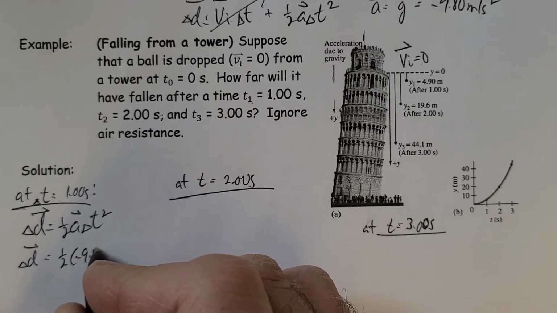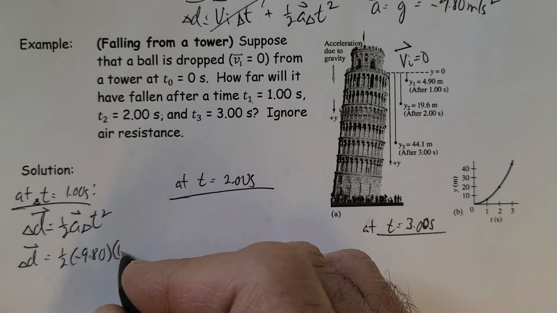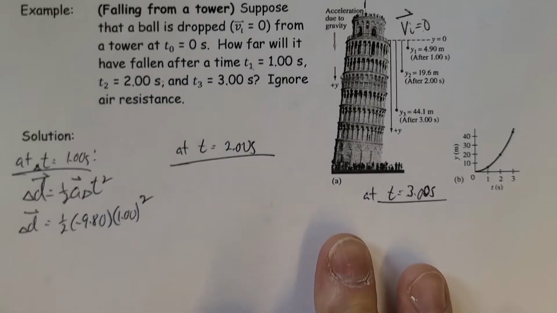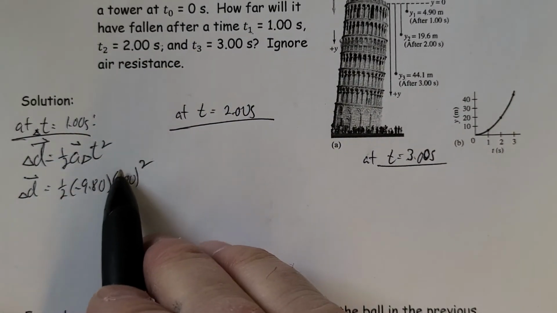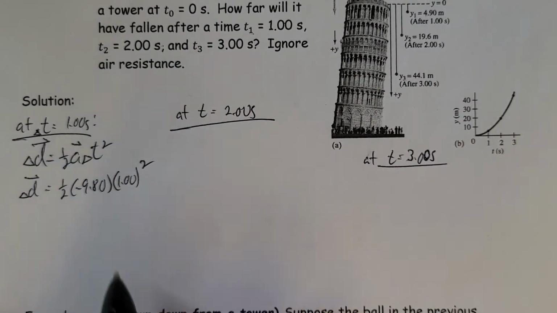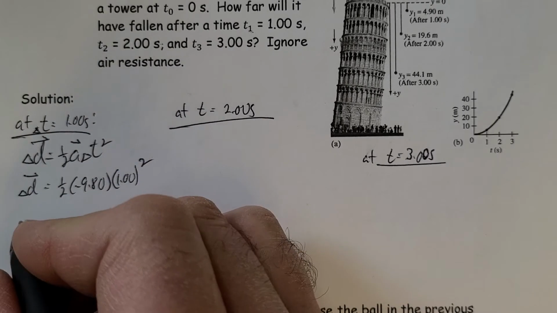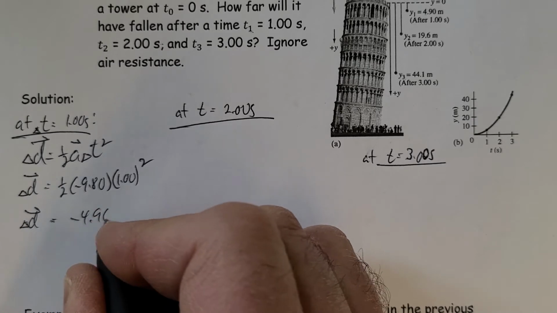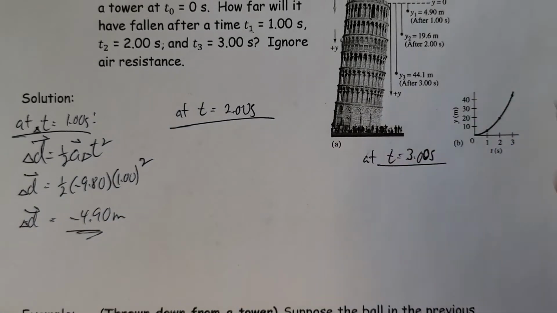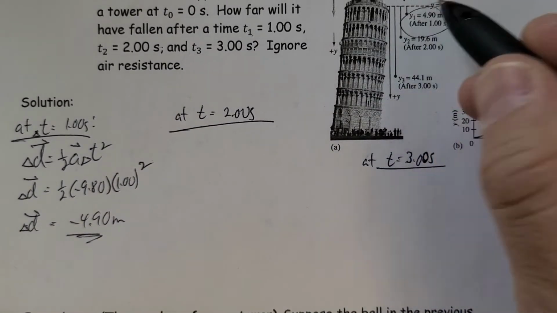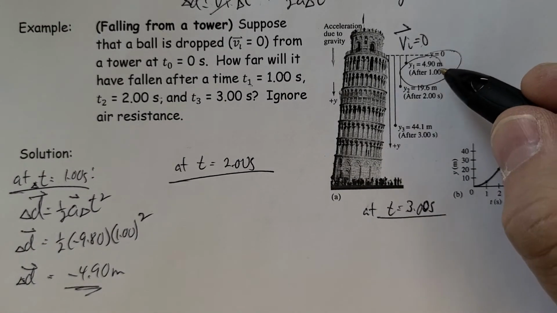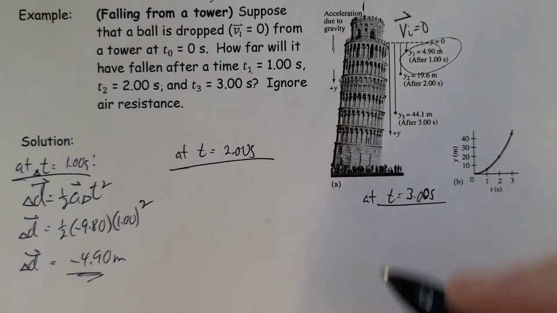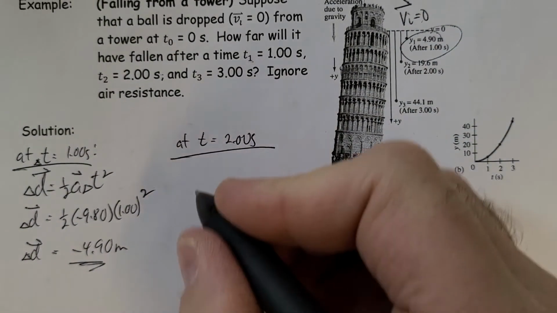So negative 9.8. Going from 0 to 1, of course, gives us a delta T value of 1. And of course, don't forget BEDMAS: exponents come before multiplying. It doesn't play a big part in this particular example, but negative 4.9 meters is what we get. And look at that, we have the answer here, hint, hint. We fall 4.9 meters. The negative here simply implies that we're going downwards.